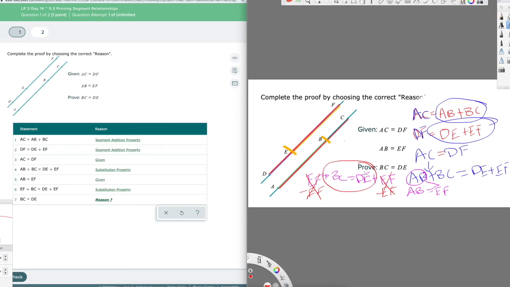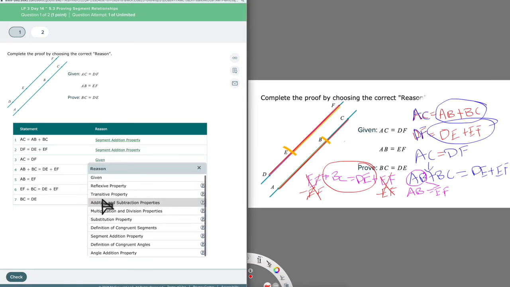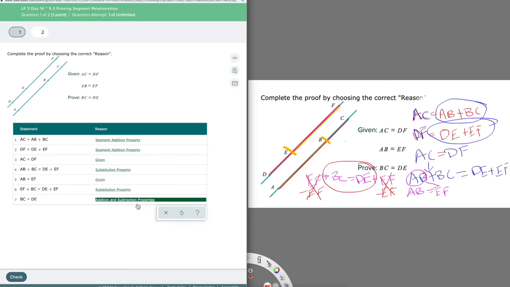So we're looking at geometry, the geometric figures. How do these work together? How do the pieces work together? But we're also using algebra to prove our point. So this is definitely algebra when we're doing pieces like this, where I'm going to subtract EF from both sides. So we actually want to go in here and find the subtraction. Oh, it's called addition and subtraction properties. They combine the two. So addition and subtraction properties. So I'm going to go ahead and check this. And yay, we're good to go.